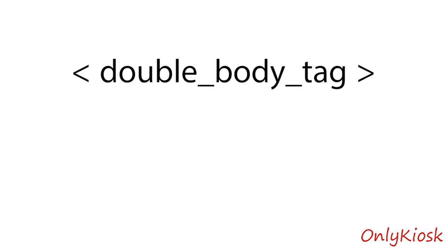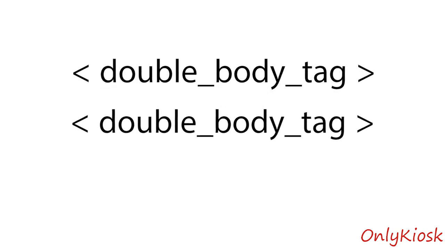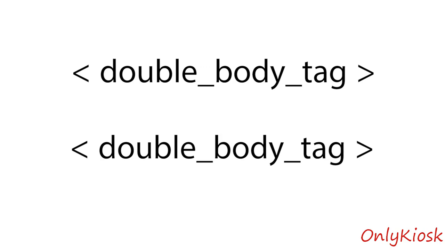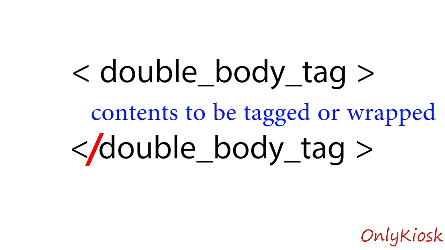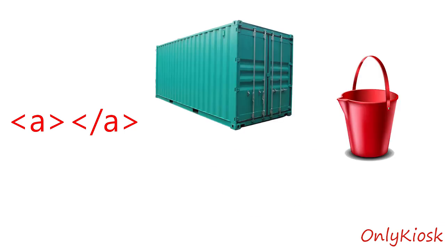If you are writing a double body tag, you need to write the brackets and the tag name twice. Before the tag name, you put the slash. Double body tags are mainly for tagging or wrapping contents. Basically, you can think of double body tags as containers like baskets, boxes, plastic bags, etc.